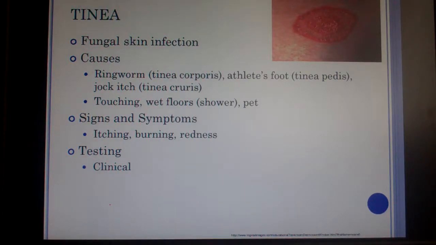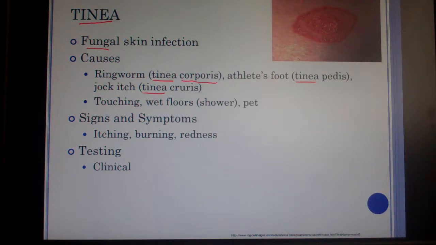Switching gears a little bit, I mean, we're still obviously on skin, but now we're talking about tinea. Okay, tinea, it's a group of fungi, so they're fungal skin infections, but depending on where they are, we kind of change the name. So for example, tinea corporis, tinea pedis, tinea cruris. Okay, they're all tinea, they're all the fungus, but now we're looking at where they are.